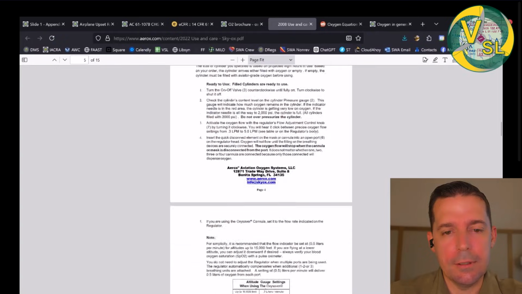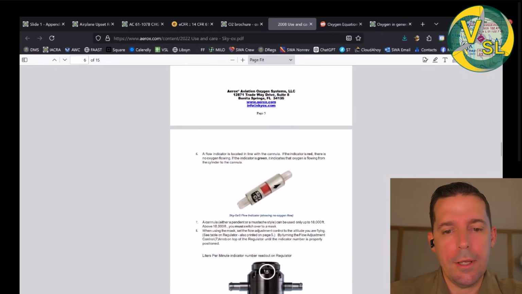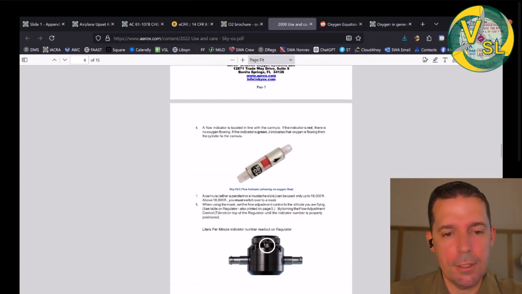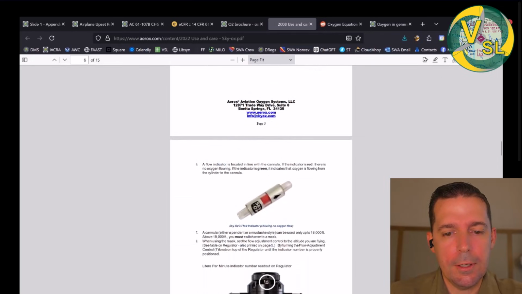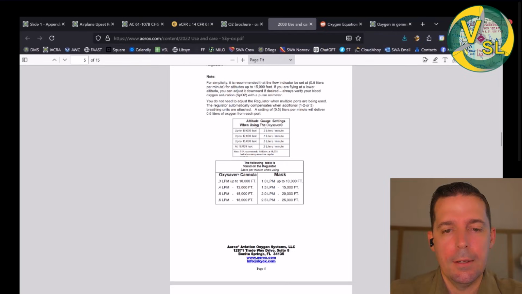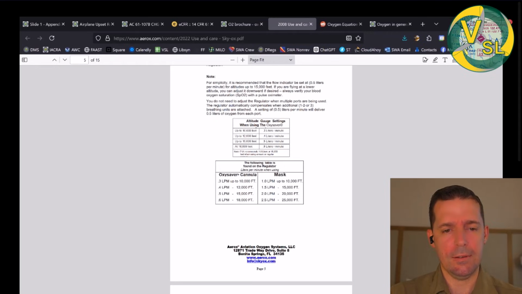And at the beginning of here, it actually talks about our altitude gauge settings. So what you'll have is something that looks like this. This is your flow indicator, and this is your little regulator. And so your flow indicator and regulator, you're going to turn that to this table. And what I'm looking at here, for the audio listeners only, is that you have a liters per minute setting for a specific altitude. So we're going to look at the 15,000 feet. Up to 15,000 feet, the manufacturer here is saying that you need 0.5 liters per minute, okay? So 0.5 liters per minute at 15,000 feet.